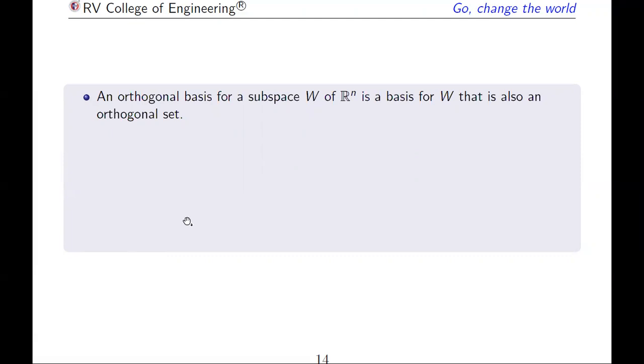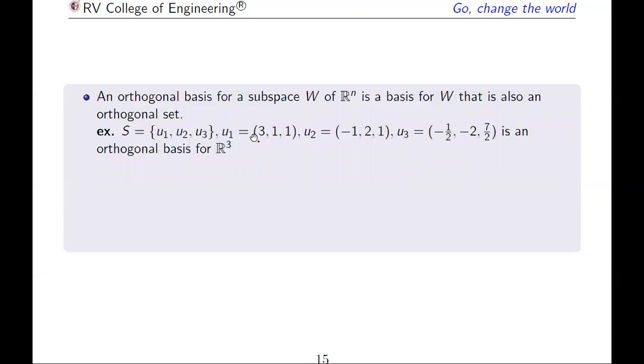In the earlier classes you have studied what is a basis, and a basis of a subspace W of a vector space R^n is said to be an orthogonal basis if it is a basis as well as an orthogonal set. So the earlier example which we looked at was an orthogonal set, and also you can verify by checking that the linear combination c1u1 plus c2u2 plus c3u3 equated to 0 implies c1, c2 as well as c3 are equal to 0. Therefore, that decides that it is linearly independent. Hence, this set is an orthogonal basis of R^3.